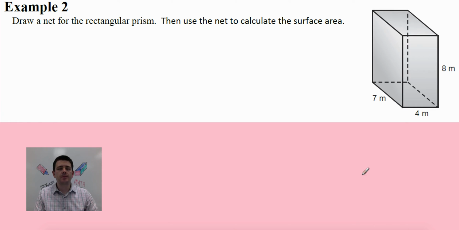So let's try the next one. But this time we have to draw the net. We haven't done that yet. So we're going to have to draw the net just like we did in our last video, and then label with the measurements, and then use that to find our area.